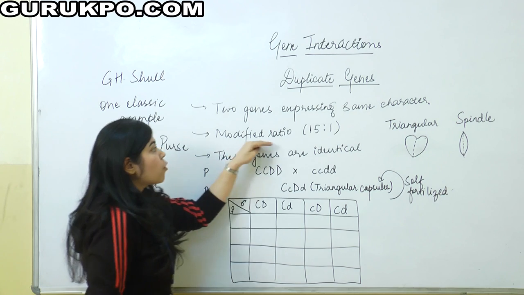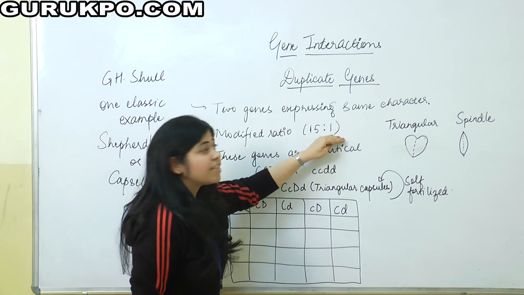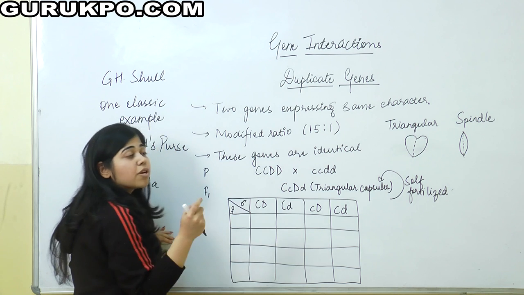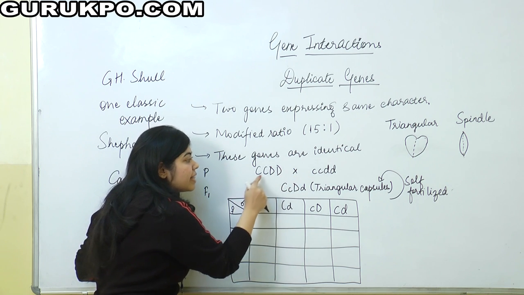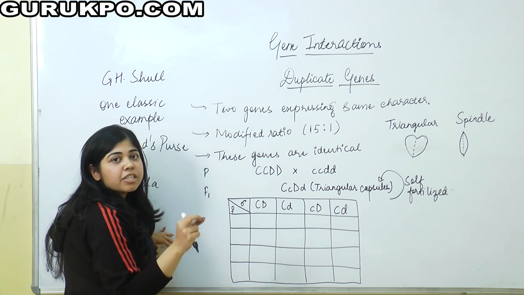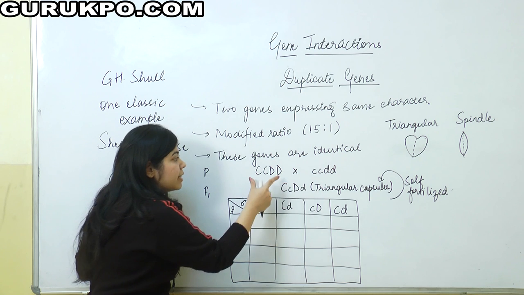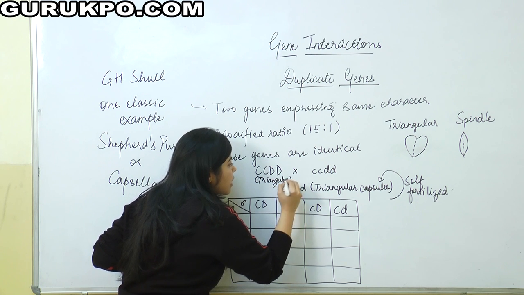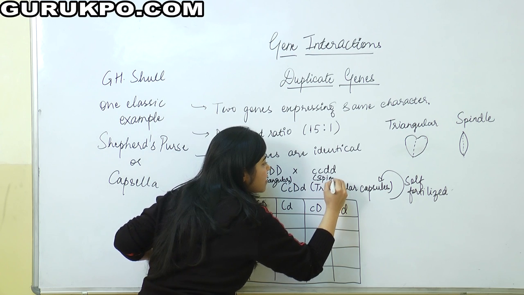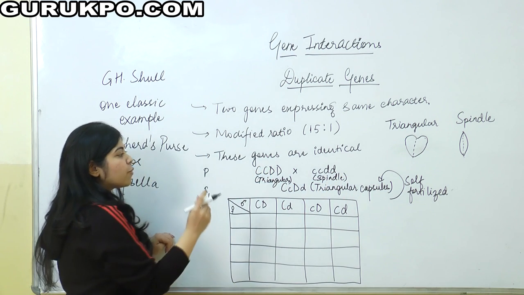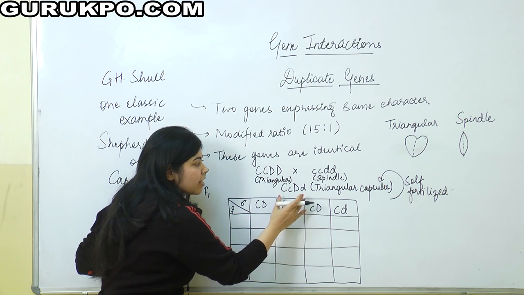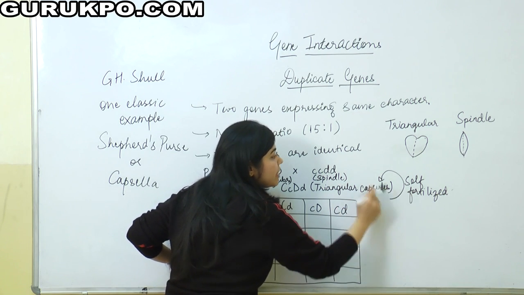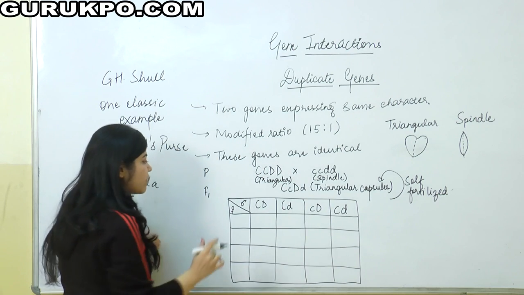We get a modified ratio of 15:1. That means only one recessive and the rest will be dominant. This occurs because both genes are identical. That means C and D both perform the same function, that is, code for a triangular capsule. CCDD codes for a triangular capsule. And the double recessive, ccdd, codes for a spindle capsule. So in the F1, we will get all triangular capsules since we have a C and a D. When we self-fertilize them, we get a Punnett square that we are going to work out right now.